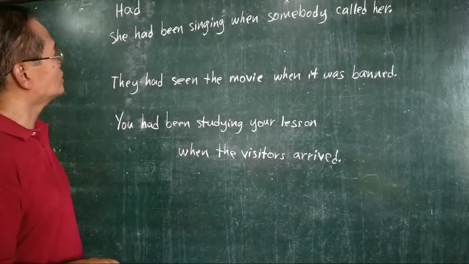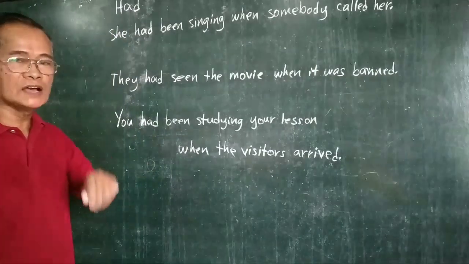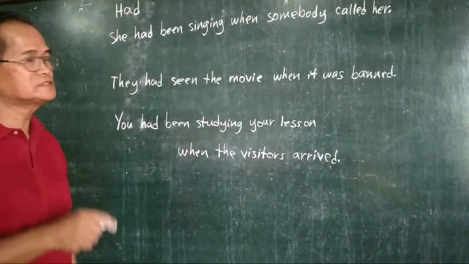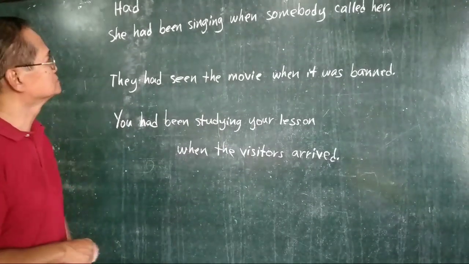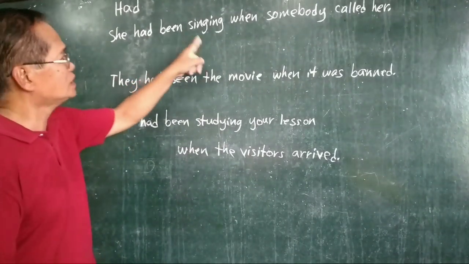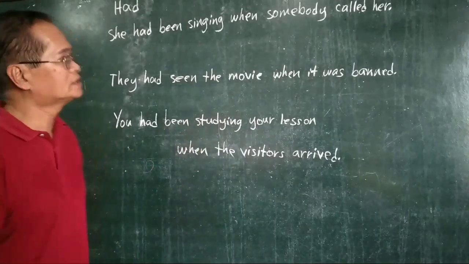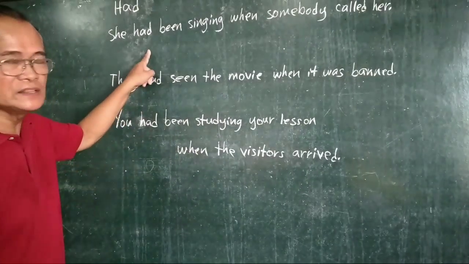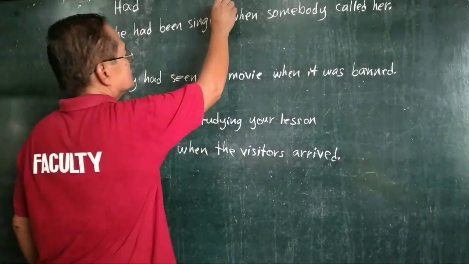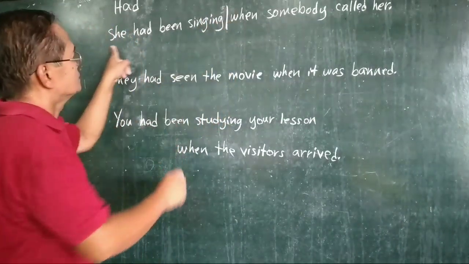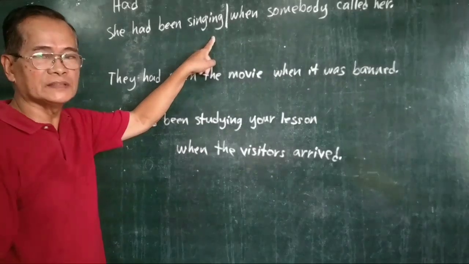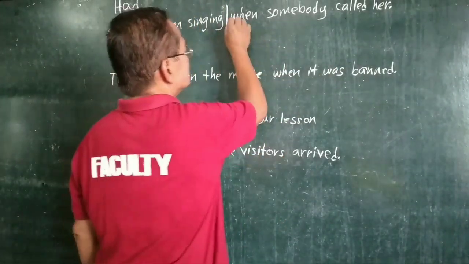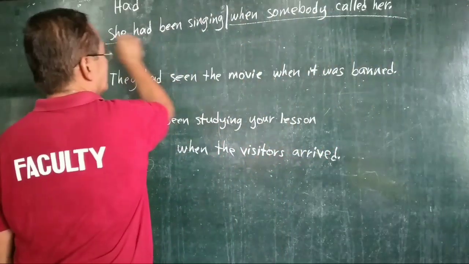Now, in our next example, we are going to discuss how the verb "had" can be used in a sentence. It's going to be like this. She had been singing when somebody called her. Again, we are going to divide the sentence into two parts. First, this is our independent clause. And we have here our subordinate clause.